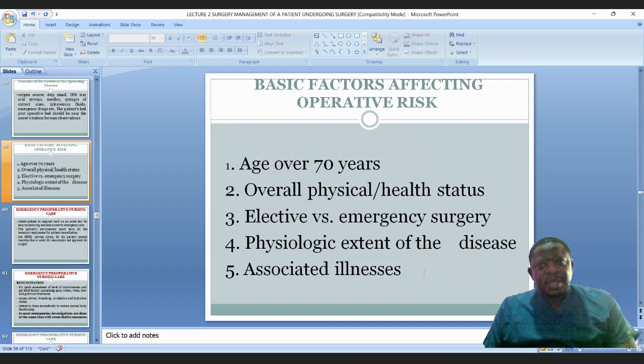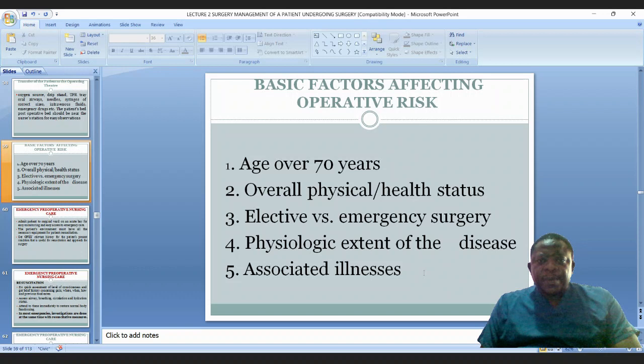Then there's elective versus emergency surgery. Elective surgery, when we were discussing types of surgery, we said this is a planned surgery. Emergency surgery is surgery which should be done as an emergency. So it's important to know which surgeries should be done electively and which should be done immediately.